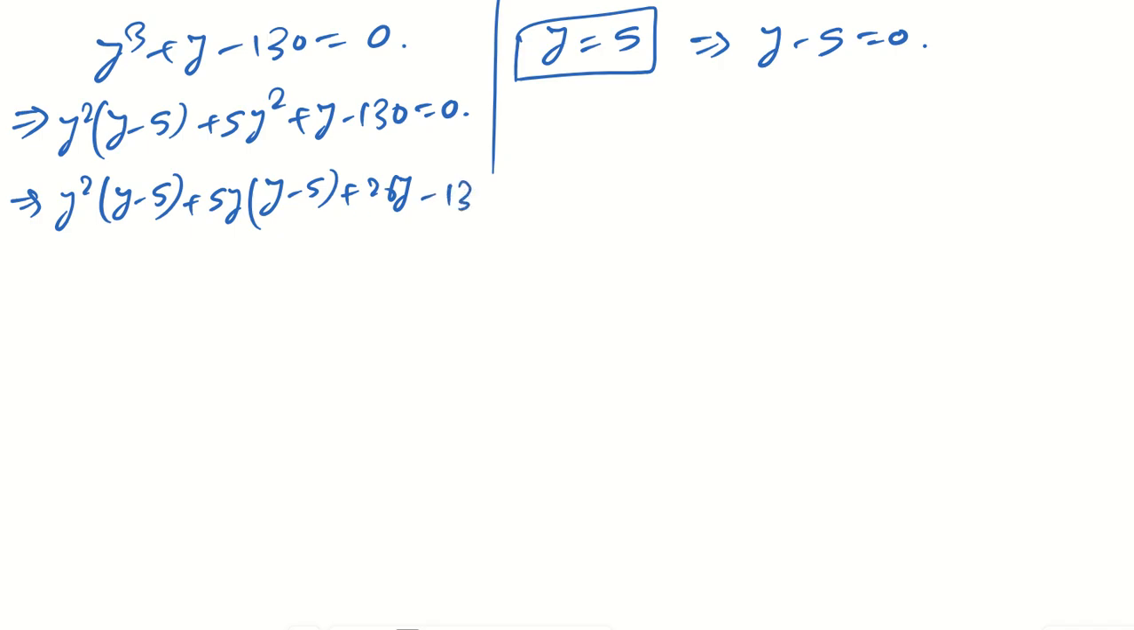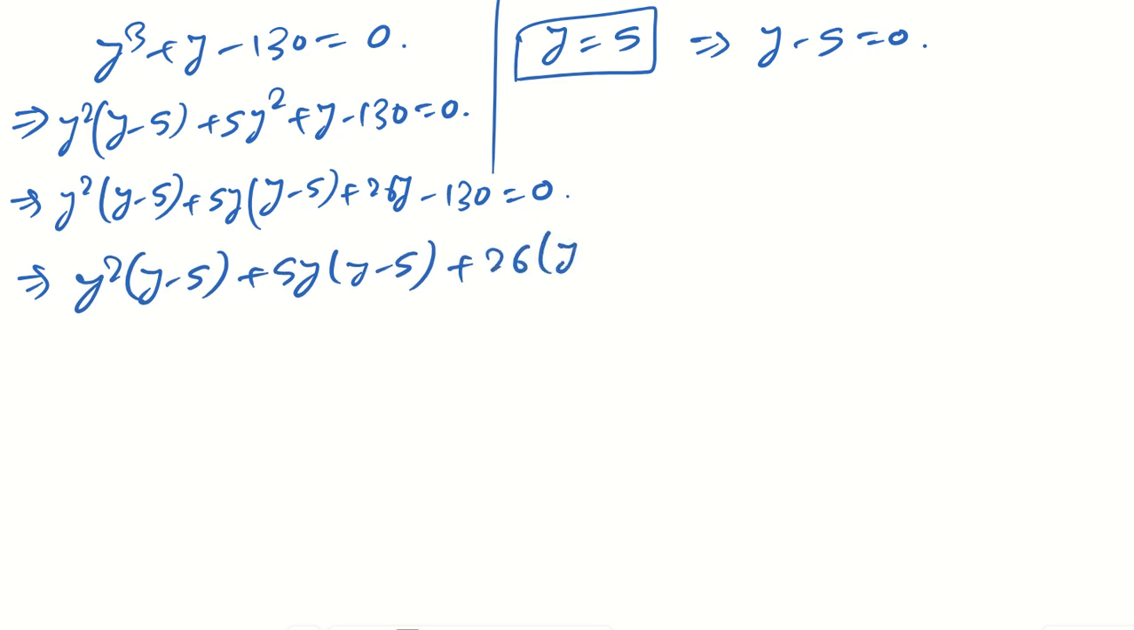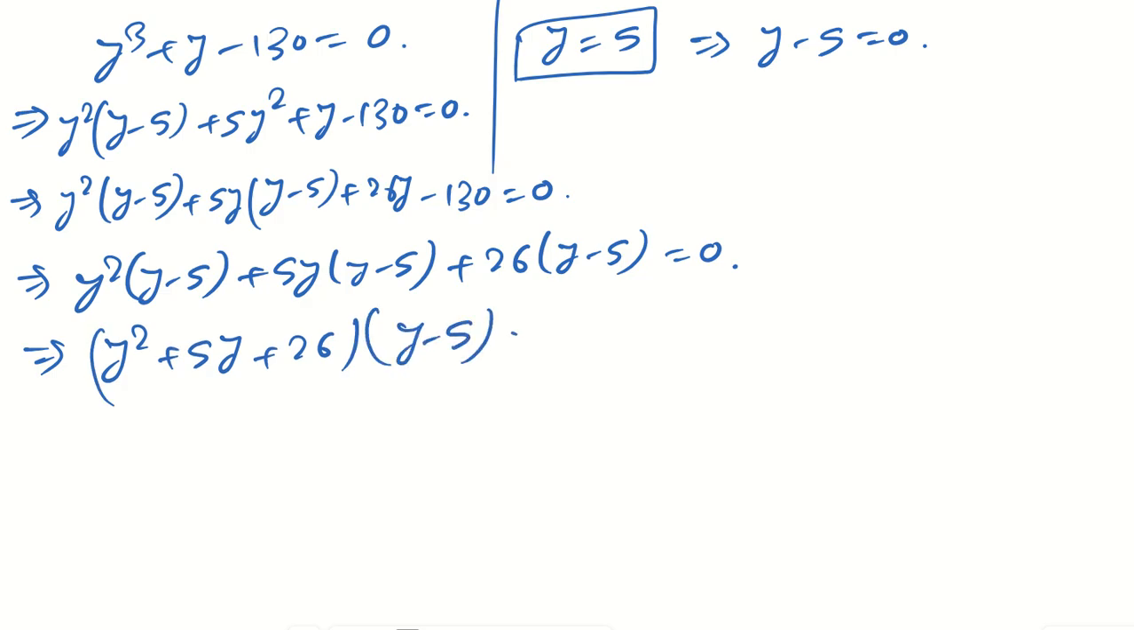So minus 130 equal to 0. So from here we are going to get y square into y minus 5 plus 5y into y minus 5 plus 26 into y minus 5. I can write very easily because we are going to get 26 common. And from this we are going to get equations like y square plus 5y plus 26 into y minus 5 equal to 0. So this is the factorization that you have done.